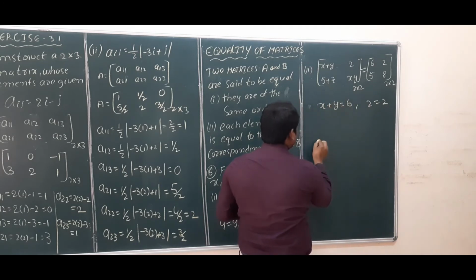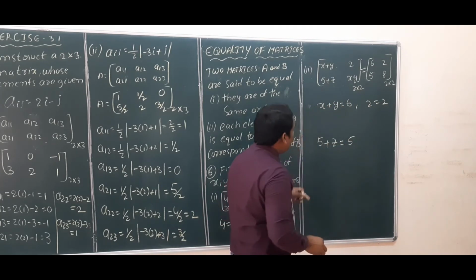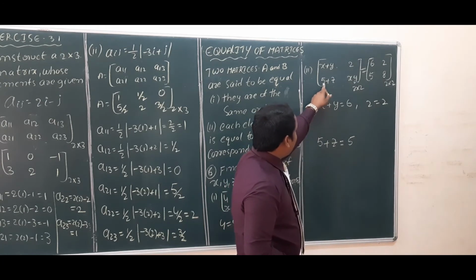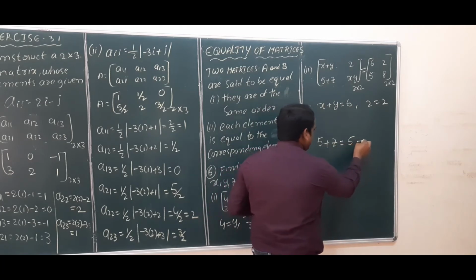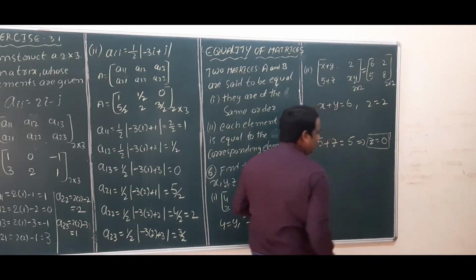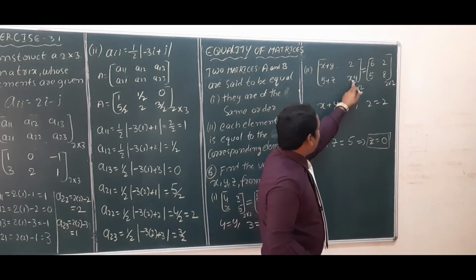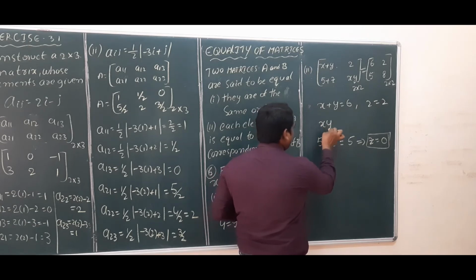Next, 5 plus z equal to 5. 5 plus z, A21 value is 5. 5 plus z equal to 5 implies what is the z value here? Z value is 0, 5 cancels. Next one, xy equal to 8. Here, xy equal to 8.